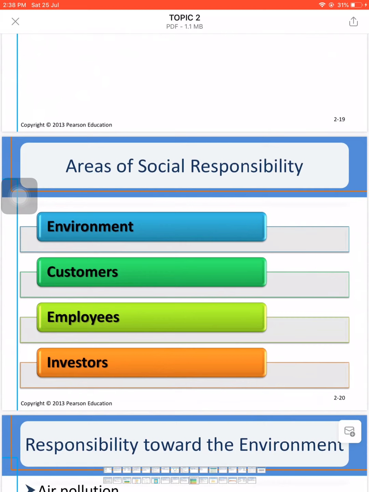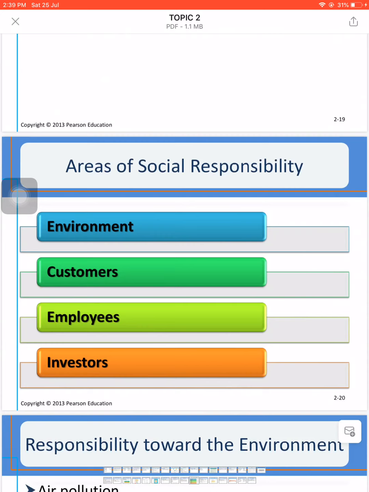This is how the concept of social responsibility applies both to environmental issues and to the firm's relationship with the customer, employee, and also investor, okay. First is environments, the responsibility towards the environment, which is air pollution, water pollution, land pollution, okay. Air pollution is, if you see in your textbook ada, it is stated there in page, okay, it's page 74, okay.